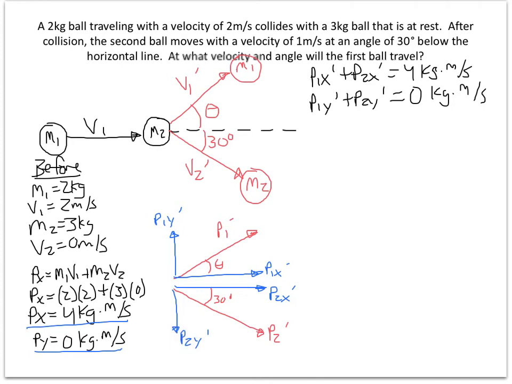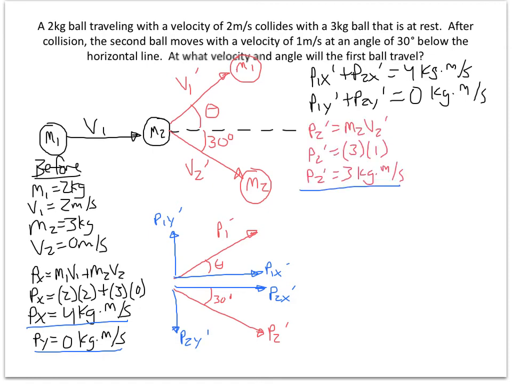So if I can find one, I know the other. And if I can find one x component, I can subtract it from 4 to find the other. So that's exactly what we're going to do. First, we're going to find the momentum of this second object, since we know its mass and its velocity afterwards. Then we're going to break it up into its components. So first, let's find its momentum after the collision for m2.